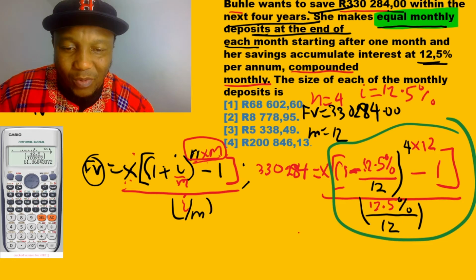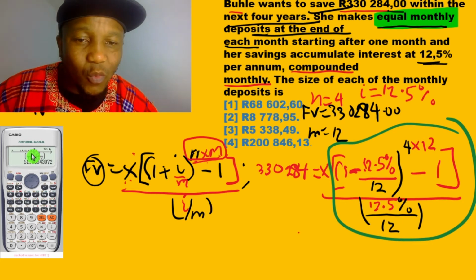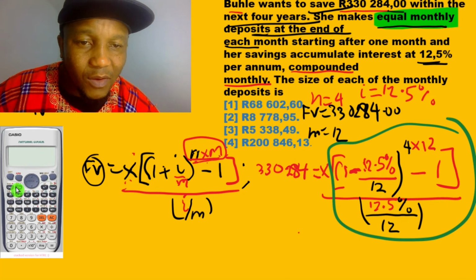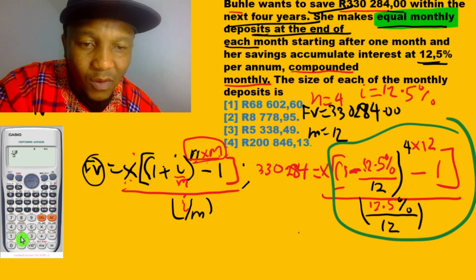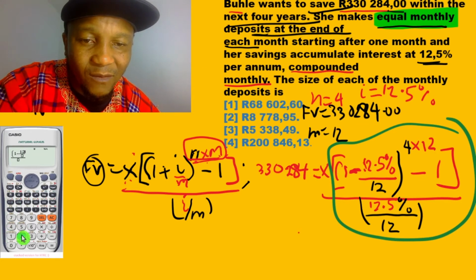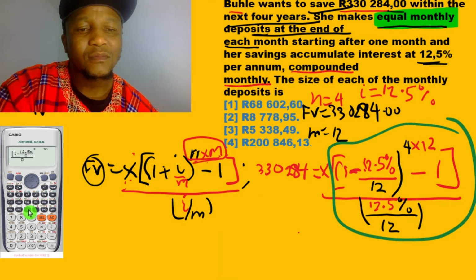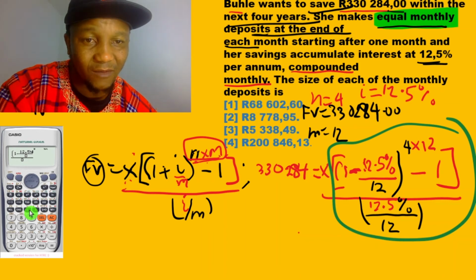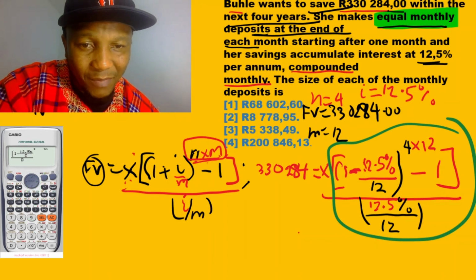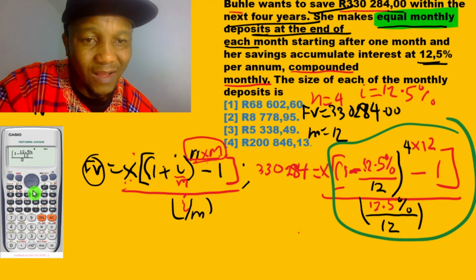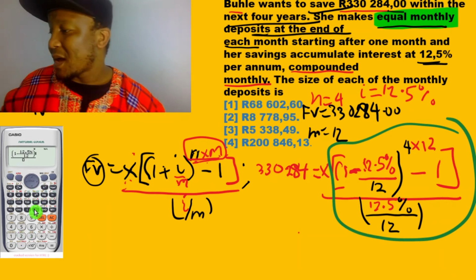Some of you don't know how to plug it in, so let me show you how you can plug it into the calculator. It's very simple. It's a fraction. So we say 1 bracket, 1 plus fraction 12.5, and then shift and percent. The percent is here, that's why you must click shift and then come to this percent here. Very, very important. And then you divide by 12.